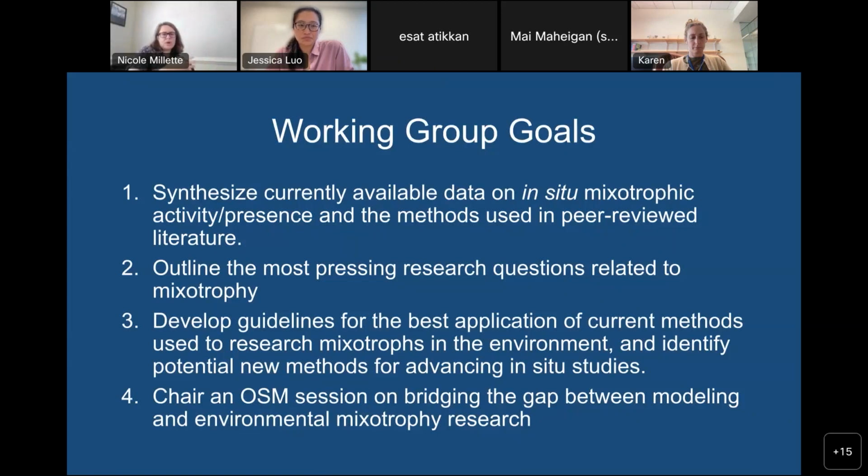Number 2 was to outline the most pressing research questions related to mixotrophy. Number 3 was to then develop guidelines for the best application of current methods used in the research of mixotrophs in the environment and identify new methods for advancing potential in situ based research. And then the fourth one was to chair an ocean sciences session.